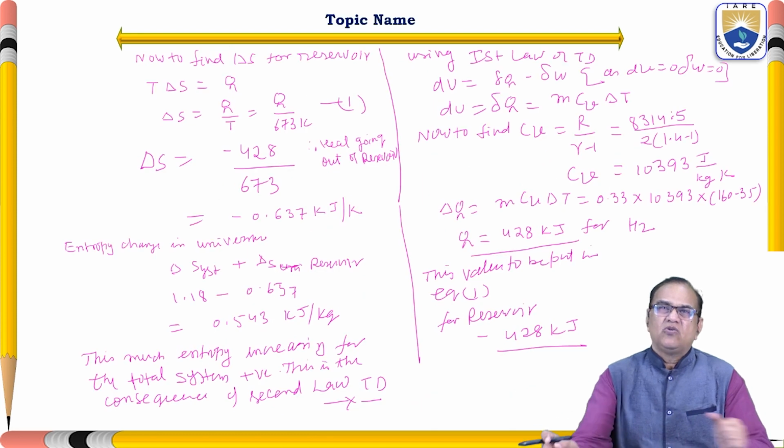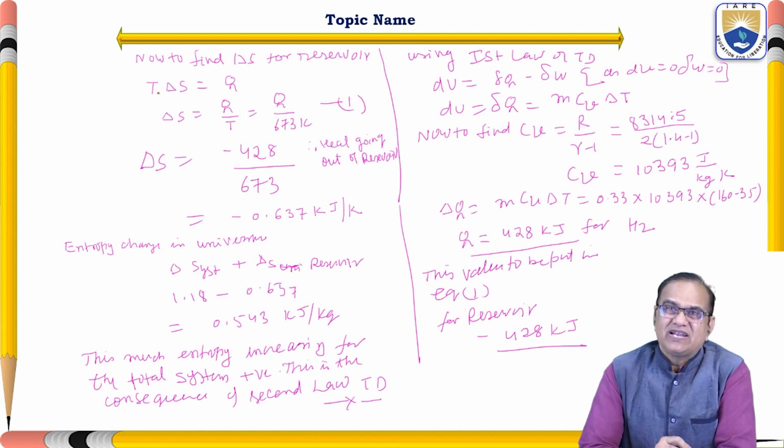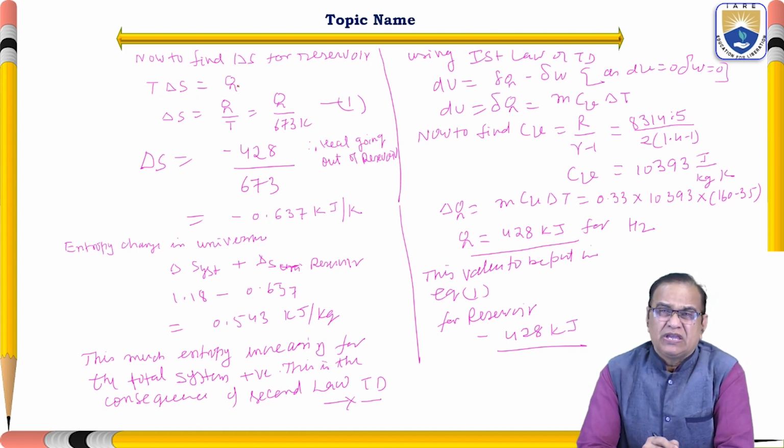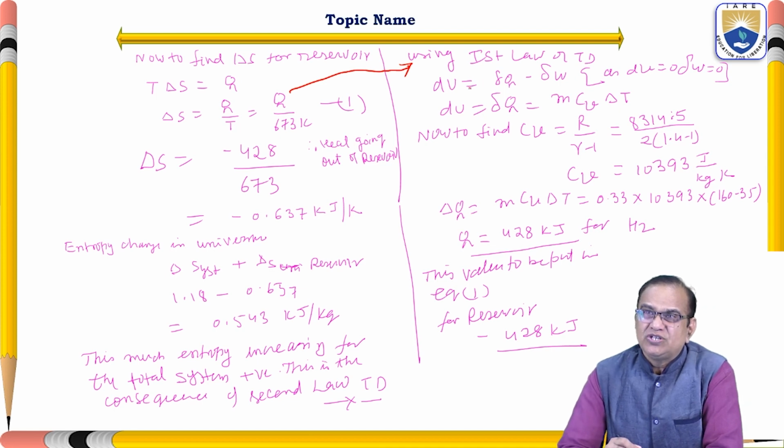entropy change. Now to find the delta S for the reservoir. For the reservoir, T into delta S is equal to Q. So delta S is equal to Q by T, Q by 673 Kelvin. So delta S is equal to minus 428 by 673. From where do we calculate this Q? We have to calculate it from here to here, using the first law of thermodynamics: dU is equal to del Q minus del W. So del W is equal to 0. Del U is equal to del Q, which is m CV delta T.